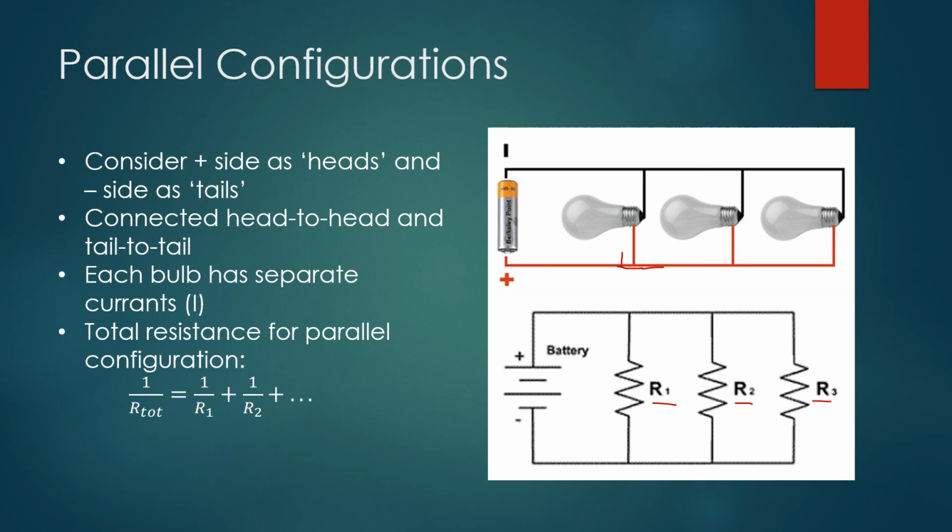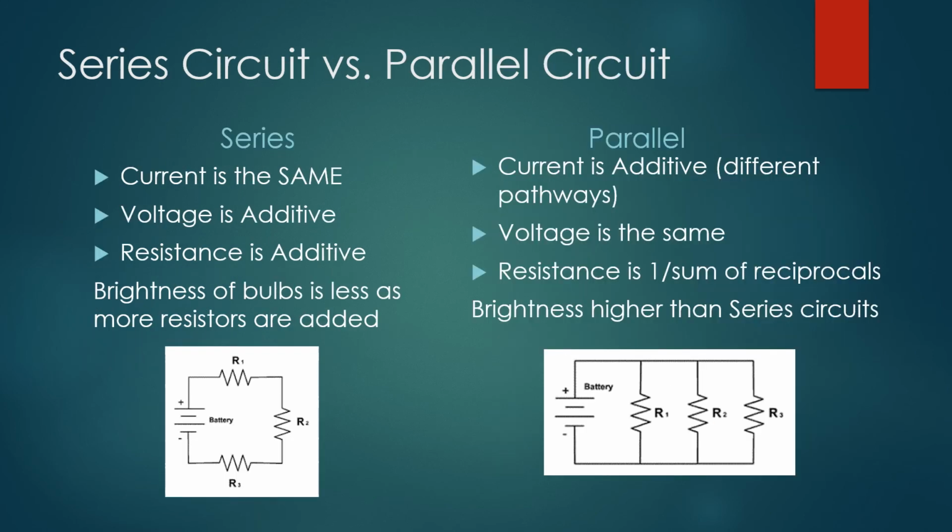Remember that with parallel, each bulb has a separate current because of that current splitting when it gets to each junction. So it's not the same current going through each bulb like it is for the series circuit, which has one after another. So here is a comparison of what you need to know between series circuit and parallel circuit.